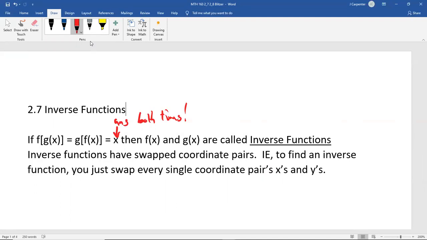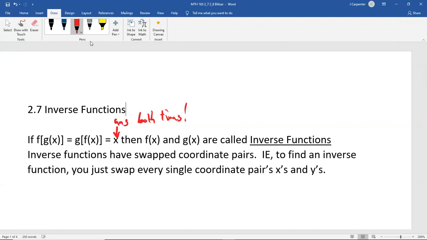Squaring and square roots are inverses of each other. Spoilers for chapter 4, exponentials and logarithms are inverses of each other. And I'm not even going to go into other classes of functions. So if you're staring at two functions and you go, I suspect they're inverses, well, let me do the composition, and if both of those turn out to be x, then I know they're inverses. Or maybe your teacher just says, hey, here's f and g, find out if they're inverses.